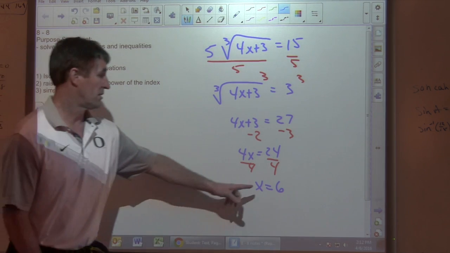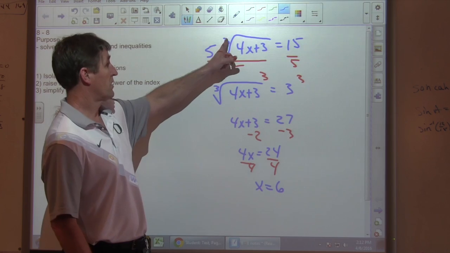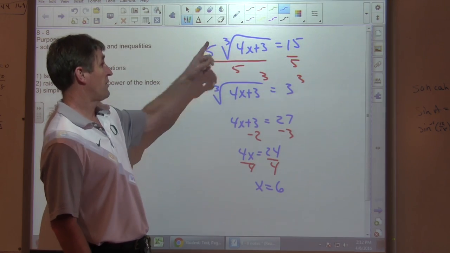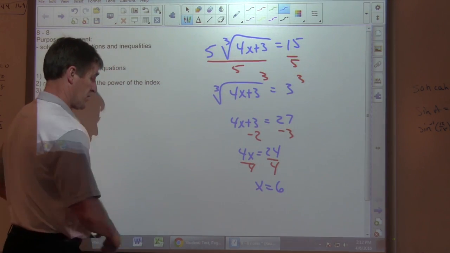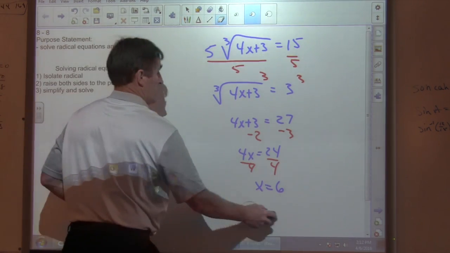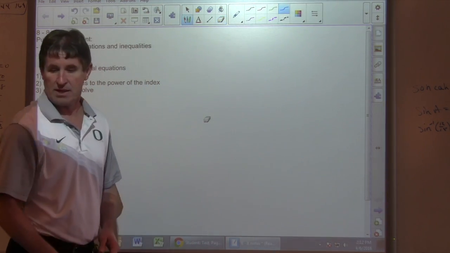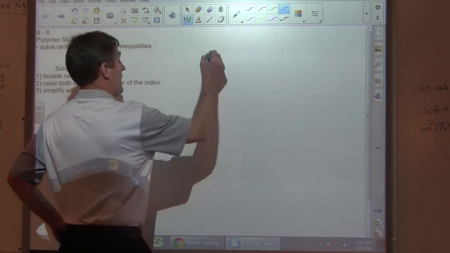Again, we can check it. 6 times 4 is 24, plus 3 is 27. The cube root of 27 is 3, and 3 times 5 is 15. So we know that we're right. So you can see, not real complicated so far. Let's make it a little more complicated.